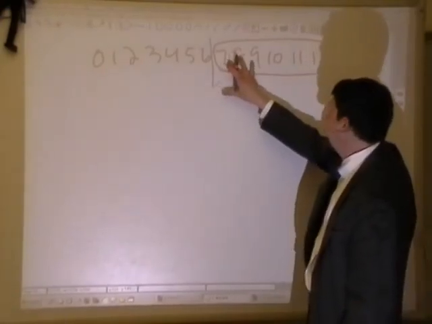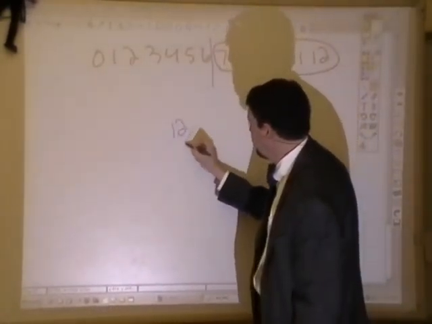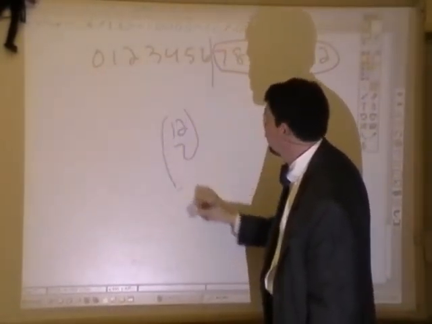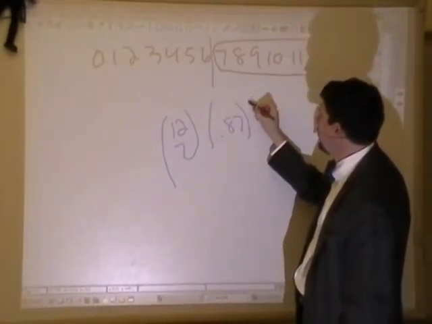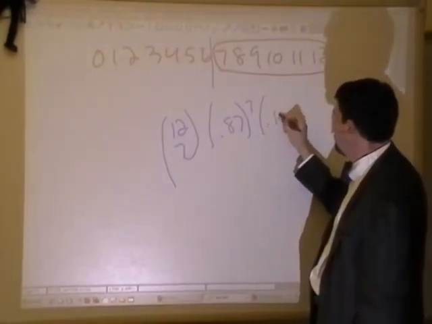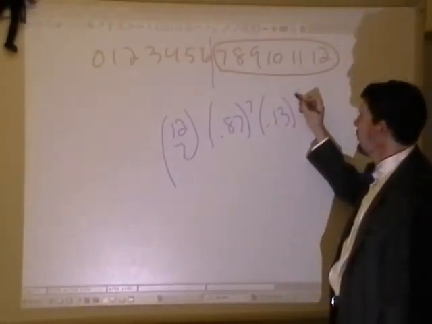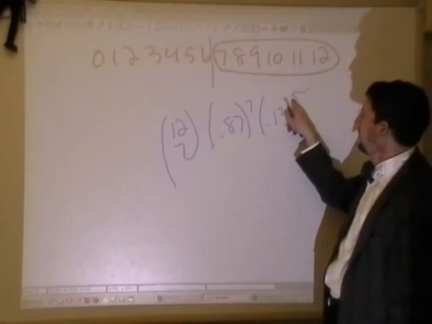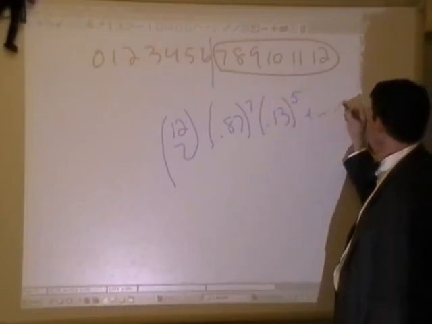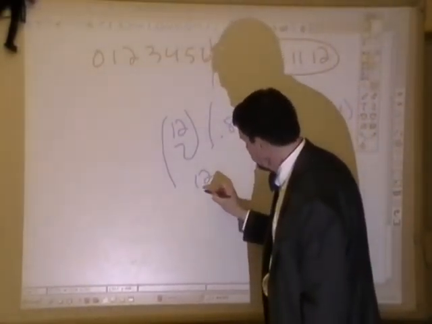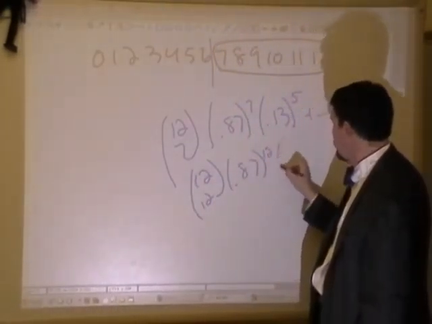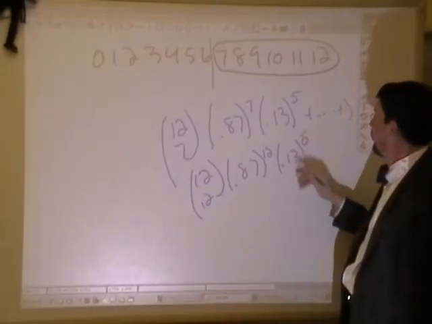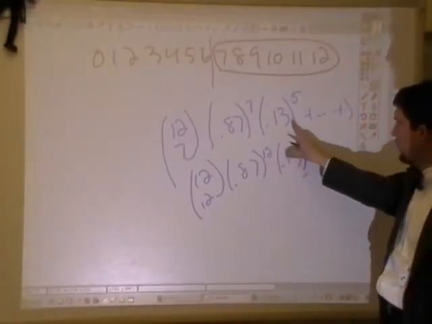Okay. What do I have to write? Because I'm looking for this group, I'd say I'm looking for 12 choose 7 times 0.87 to the 7th power times 0.13 to the 5th power. 12 minus 7 is 5. Plus dot dot dot plus 12 choose 12 for the last one, 0.87 to the 12th, 0.13 to the 0. Okay, that's what I have to write.